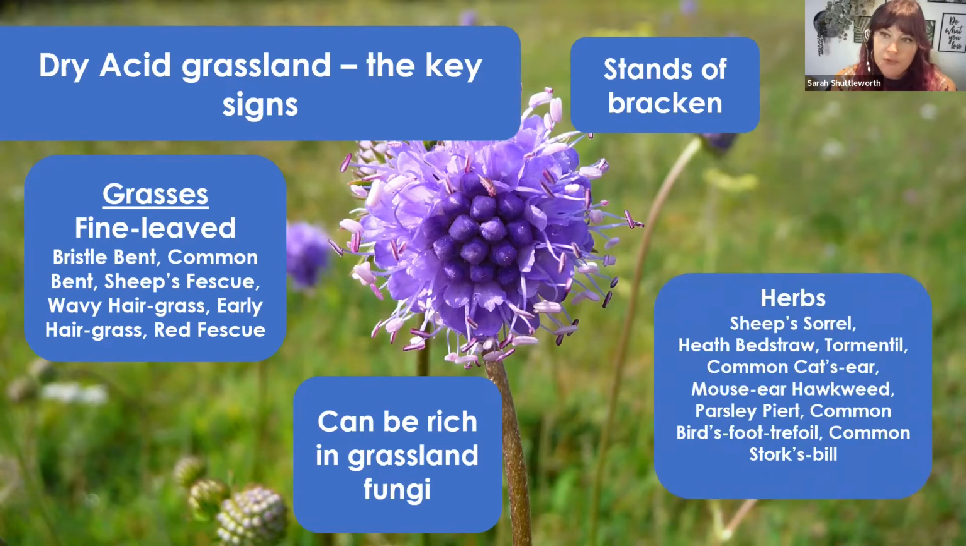Quite typical herbs to be found in this kind of habitat are sheep sorrel, particularly. It often gives a characteristic reddish haze across the surface of the grass when it's all flowering, because it's usually quite dense when it's flowering. So that's quite typical. Heath bedstraw, lovely little white flowers, often very low growing. Tormentil, common cat's ear, mouse-ear hawkweed, tiny things like parsley piert. Common bird's-foot trefoil will also grow in these habitats, and common stork's-bill is another common one.